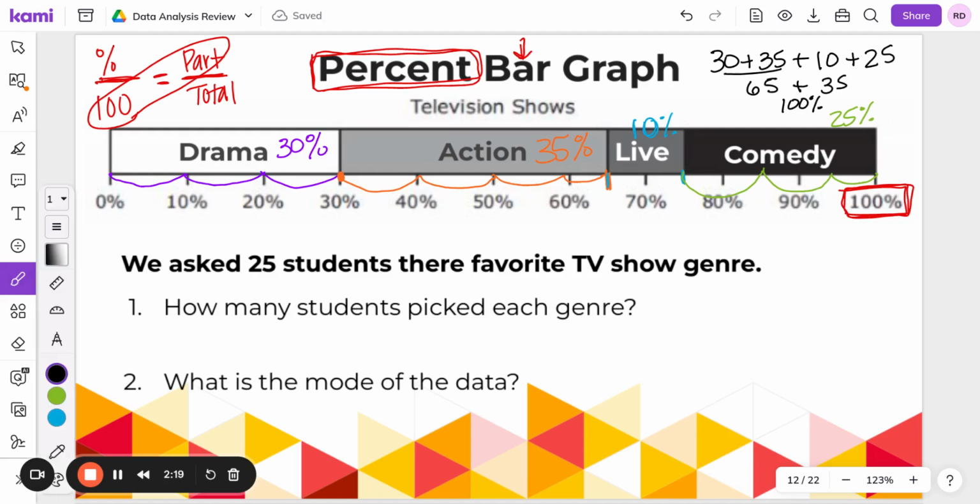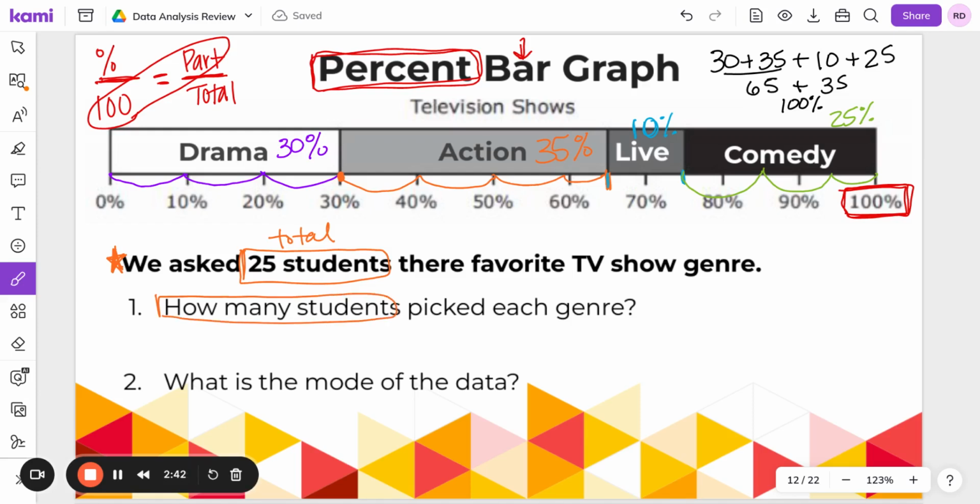The math part here, we do need a little bit of extra information, and luckily we have that right here in this bolded sentence. This sentence says we asked 25 students their favorite TV show genre. Okay, so this 25 represents the total number of students we asked this question to. For each of these sections, question 1 wants us to find how many students are in those groups. So the percents do not tell us the number of students. The percent tells us exactly that, the per 100 answer.